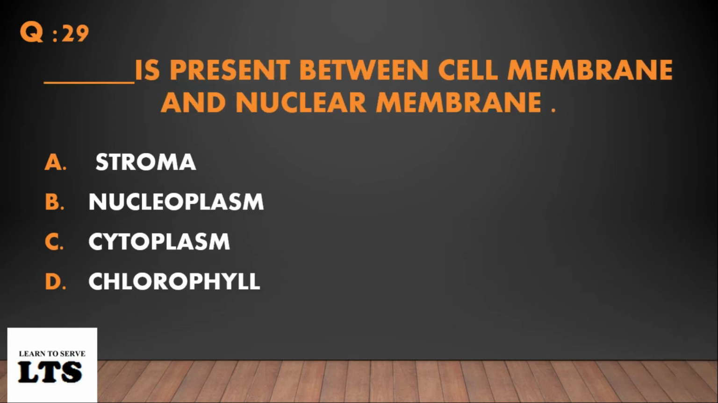The next one: the dash is present between the cell membrane and the nuclear membrane. Option A, stroma; option B, nucleoplasm; option C, cytoplasm; option D, chlorophyll. The answer is option C, cytoplasm.